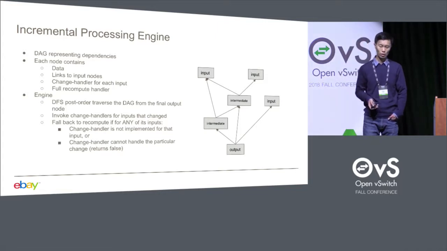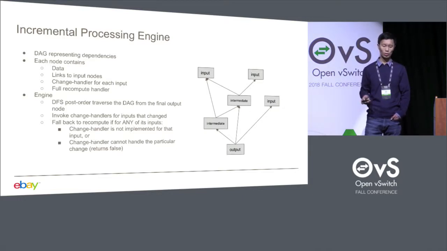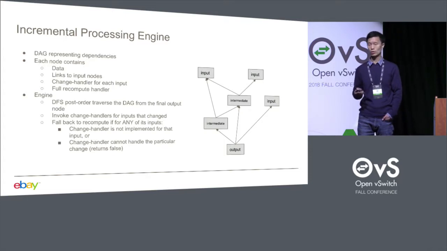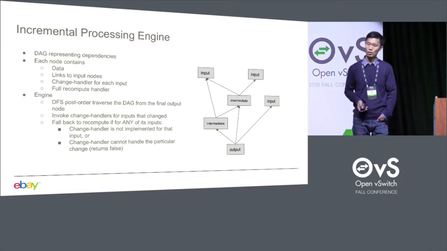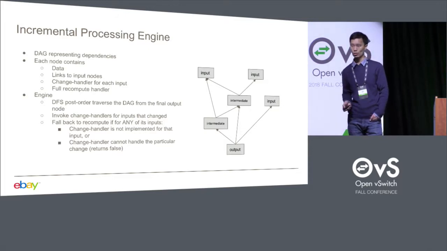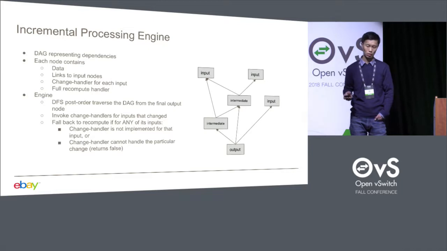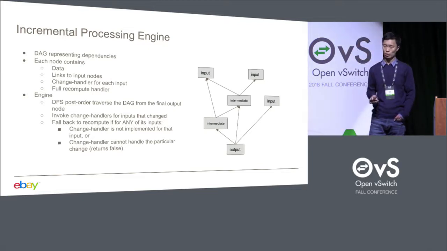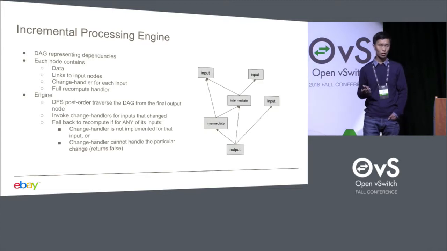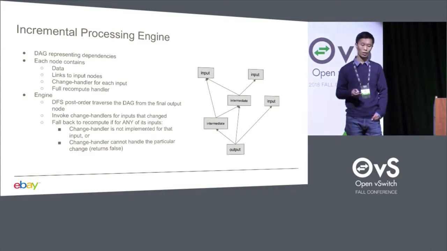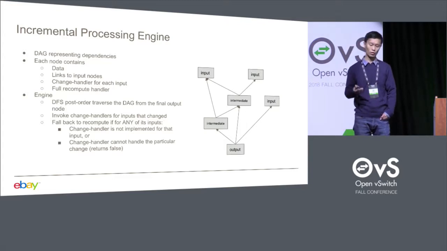The logic of the engine execution is pretty straightforward. It just traverses the graph from the final output. When there's a change in an input, it invokes the change handler for that input. If the input change handler is not implemented, or if it's implemented but it's too difficult to handle for that particular change, the engine will fall back to calling the recompute handler, that is, fall back to recomputing. So this is not an on-off approach. It provides the flexibility so that we can implement incremental processing gradually. We can focus on the most frequent input changes, to get the performance improvement with minimum effort.